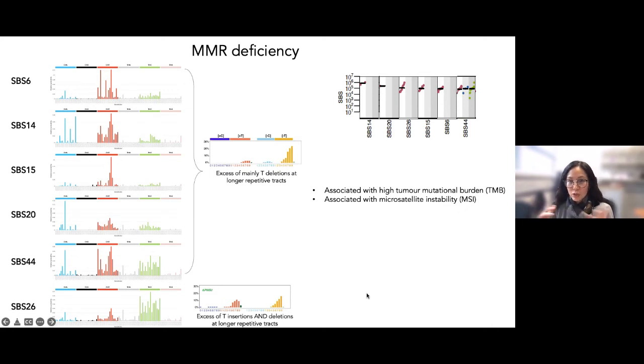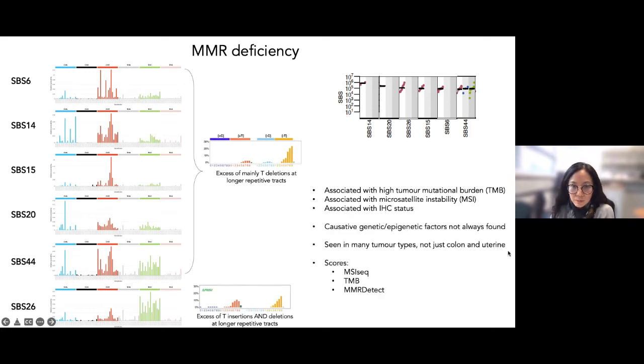If you don't do signatures, you'll find a lot of people use something called MSI-seq, or they look for TMB. But basically, this is a feature of the signatures associated with mismatch repair deficiency. So we can hunt down the genetic and epigenetic factors. In the case of the HR deficient ones, we looked for BRCA1, BRCA2, PALB2, RAD51C. Here you want to look for MLH1, MSH2, MSH6, PMS2. And some of them are due to epigenetic mechanisms, which you may not have access to data for.